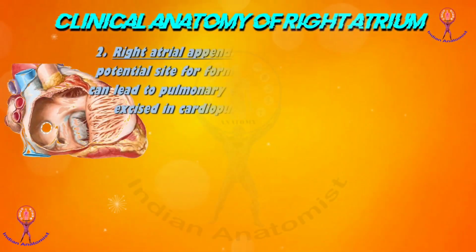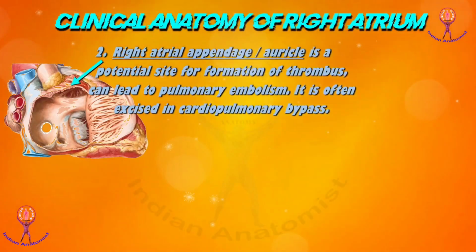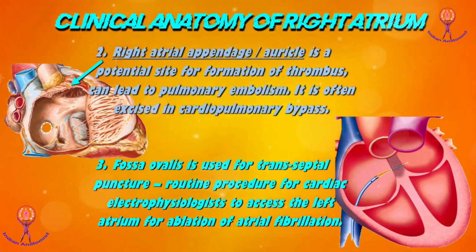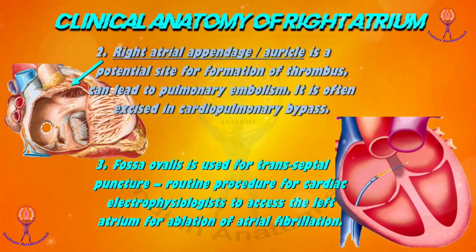Number 2 clinical anatomy: the right atrial appendage, or auricle, is a potential site for formation of thrombus, which can lead to pulmonary embolism. It is often excised in cardiopulmonary bypass. Finally, number 3 is that the fossa ovalis is used for transseptal puncture. It's a routine procedure for cardiac electrophysiologists to access the left atrium for ablation of atrial fibrillation. Here the term septal represents the interatrial septum.